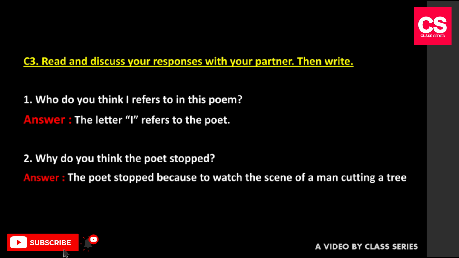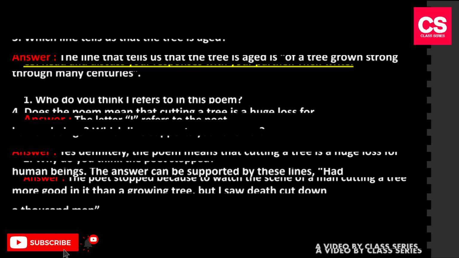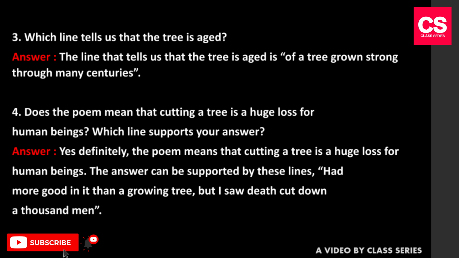Our second question is, why do you think the poet stopped? The answer is, the poet stopped to watch the scene of a man cutting a tree. Our third question is, which line tells us that the tree is aged? The answer is, the line that tells us that the tree is aged is, of a tree grown strong through many centuries.